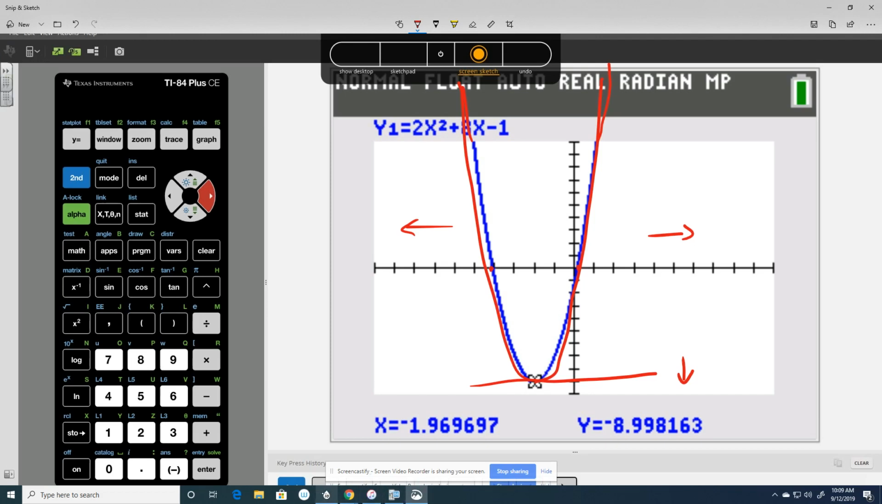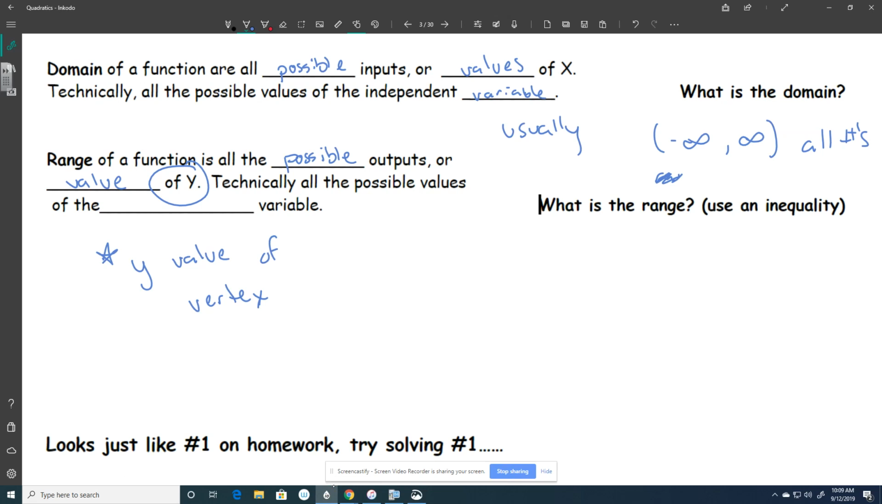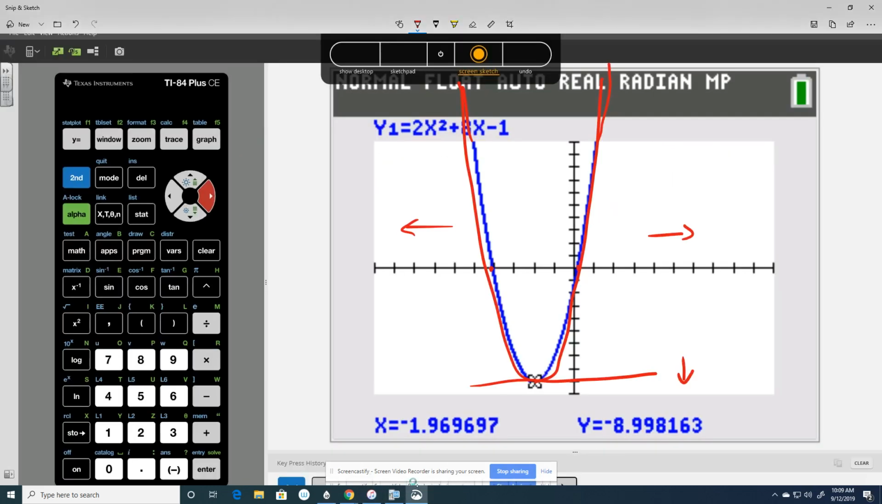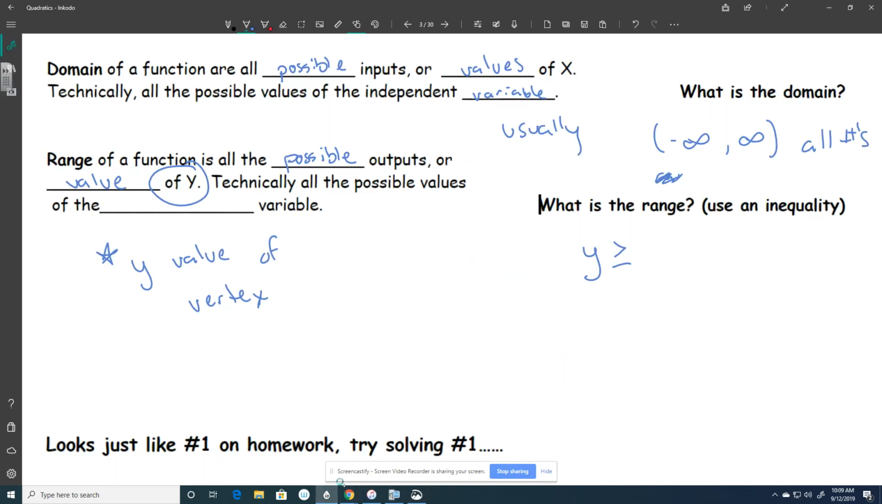And so the way that we write our answer is as an inequality, because y is going to be any number bigger than that value of my vertex, this value right here. Y is going to be everything bigger than -9. It's going to keep going up from -9. So y is greater than or equal to -9. Those are all the possible outputs for my dependent variable. All right.